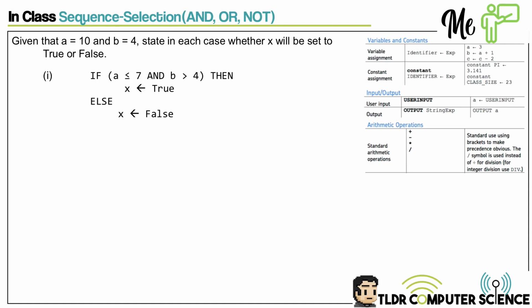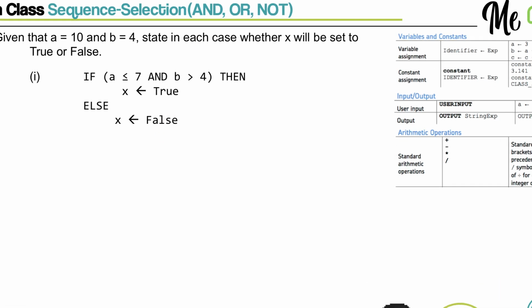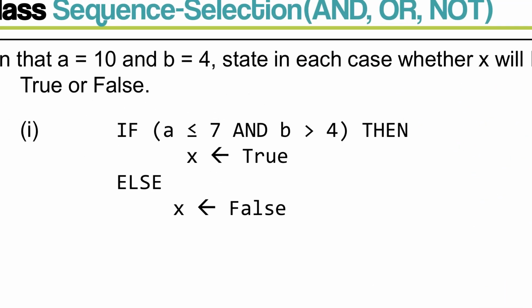So on here, we're evaluating logical statements using ands, ors, and nots, and this if statement. When it's asking us, it's saying, given that a equals 10, so a is being set to 10, and the variable b is being set to 4, we have to evaluate each of these to say whether x is true or false. If we have a look here at this if statement, the first bit is going to be a, what does that symbol mean?